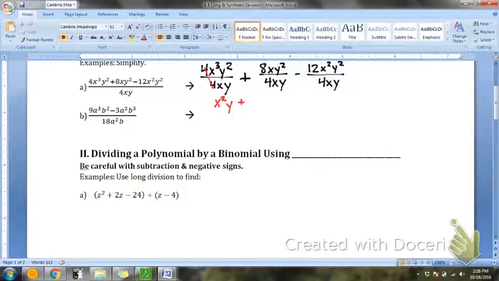Then I have 8 divided by 4, 2. The x's cancel. Y squared divided by y, y. Then subtract. 12 divided by 4 is 3. x squared over x is x. Y squared over y is y. So this would be your simplified answer right here. Okay? So this is what you did in Algebra 1. So try part B. We'll see if we get the same answer.